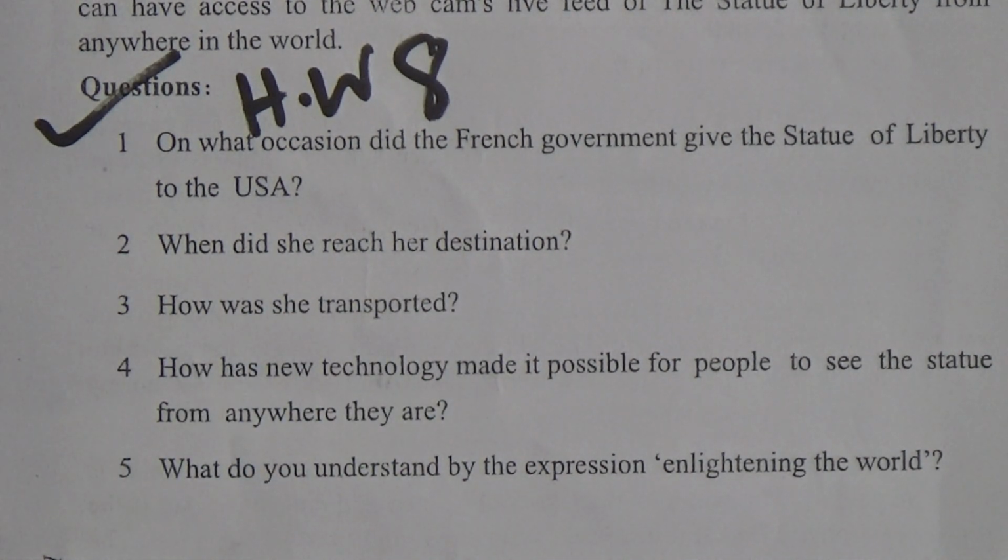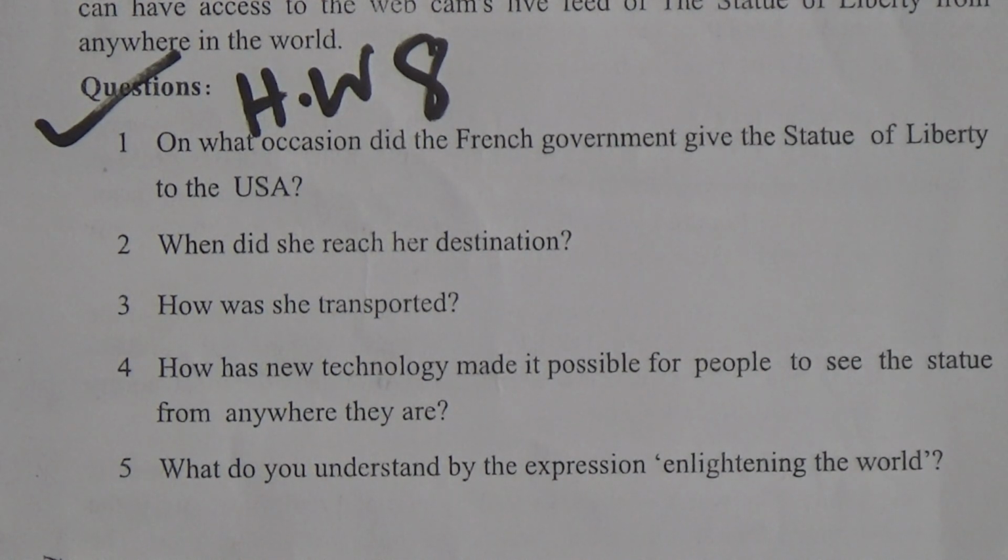So it is given here in the passage, that means 1885 here in the second paragraph. Now number 3, how was she transported? And how was she transported? If you read this passage, you will know that it was transported by a French warship, and the name of this French warship was Isere.